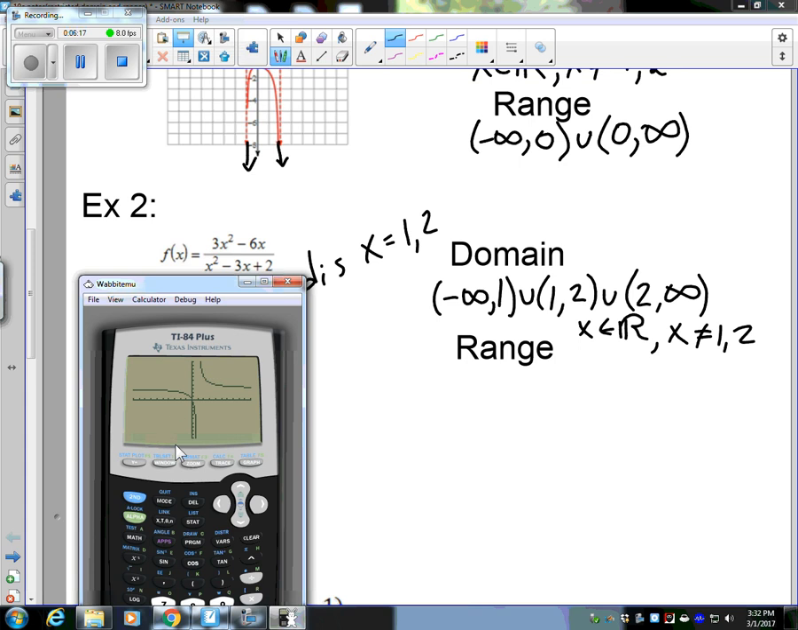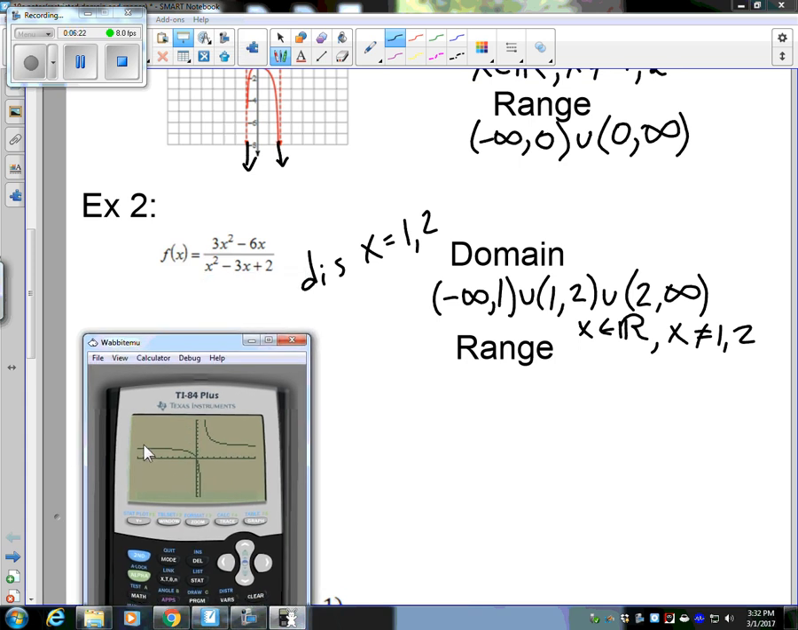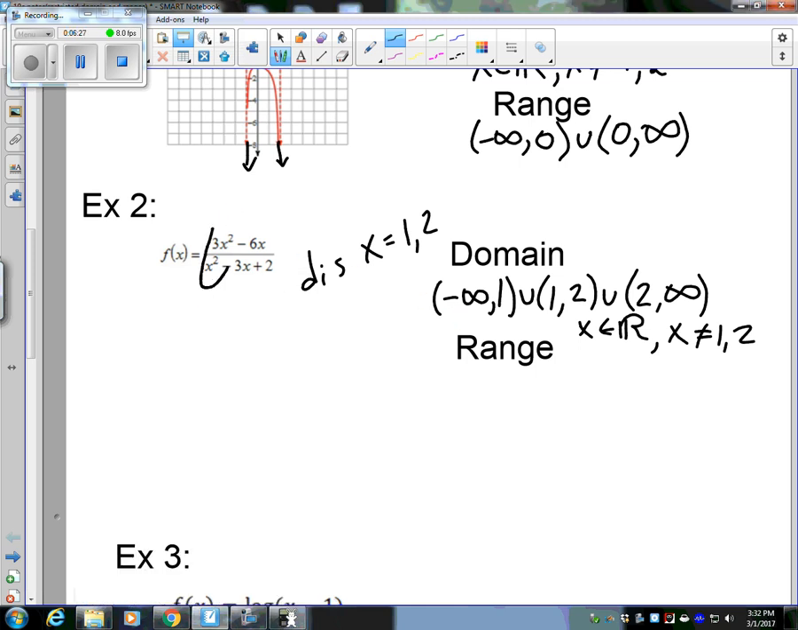Range. The range is all y values except for, it looks like there's a horizontal asymptote, and you always find the horizontal asymptotes from the beginning here. The exponents, they both are squared, so therefore it's y equals 3 over 1 is the horizontal asymptote. Y equals 3 over 1, which is 3. So the range is going to go from negative infinity to 3 and 3 to infinity.